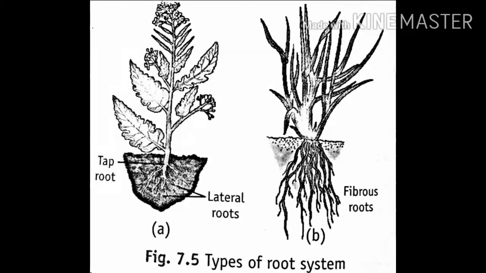Next one, root system. Roots of the plants are generally inside the soil and perform two basic functions. One is to anchor the plant to the soil, and the next is to absorb water and minerals from the soil. These are the two main functions of root. First we'll see types of root system. First one is a tap root, second one is a fibrous root. These are the two main types of root system.